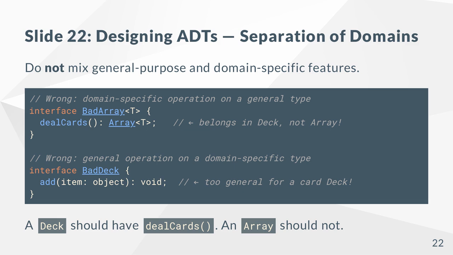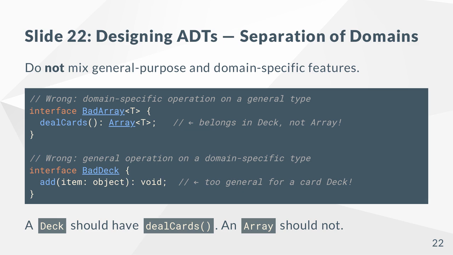The fourth design principle is separation of domains. Do not mix general purpose and domain-specific operations in the same type. Here is an example of the first mistake. Imagine adding a deal cards method to a general purpose array type. Arrays are meant to be general. The concept of dealing cards belongs in a deck type, not an array.